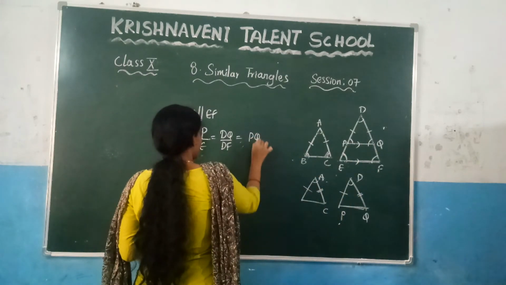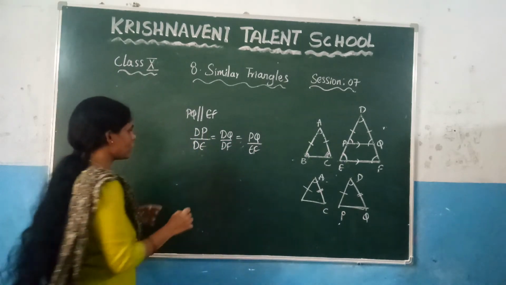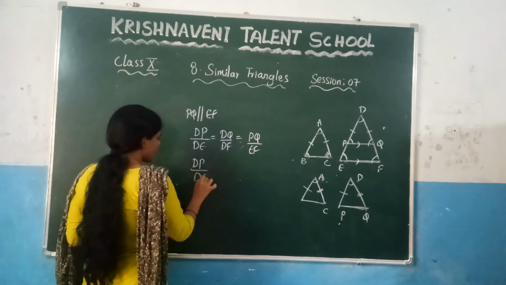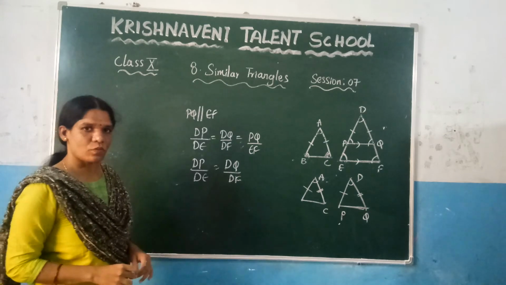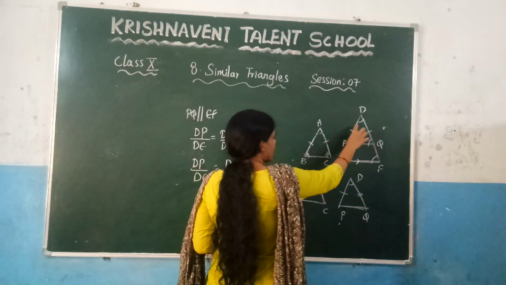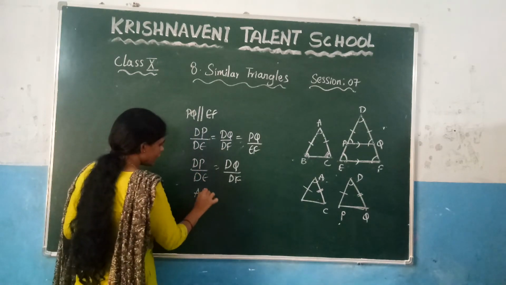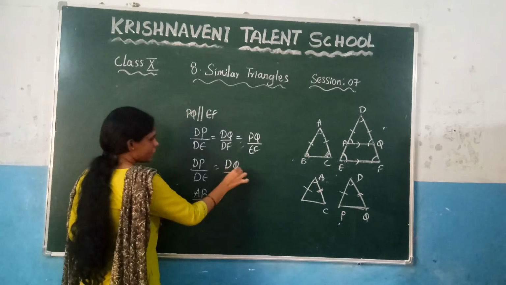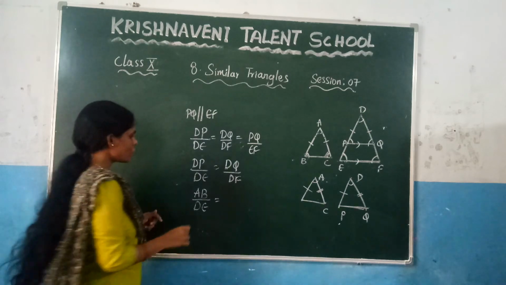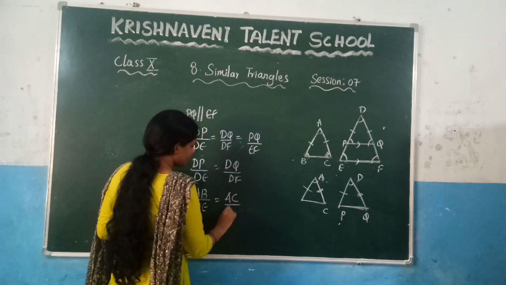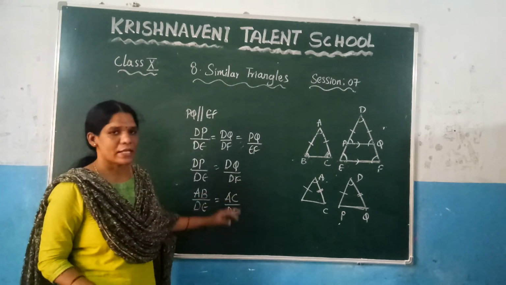So we are taking these two equations only. Here we will get DP by DE is equal to DQ by DF. But by our construction we know that the length of AB is equal to the length of DP. So in place of DP you can write AB, so you get AB by DE. What is DQ? DQ is nothing but AC, just by our construction. So we will get AC by DF. So here we have proved AB by DE is equal to AC by DF.